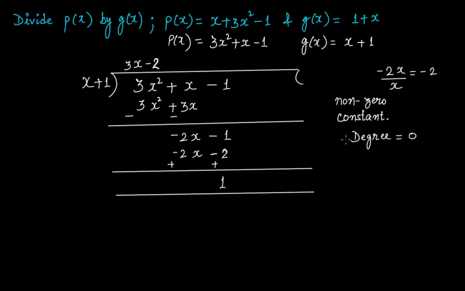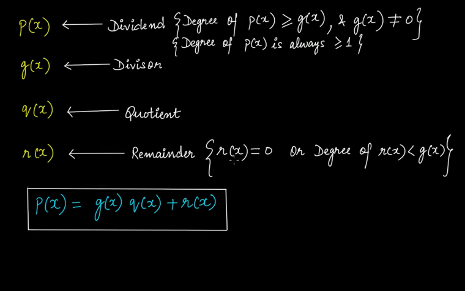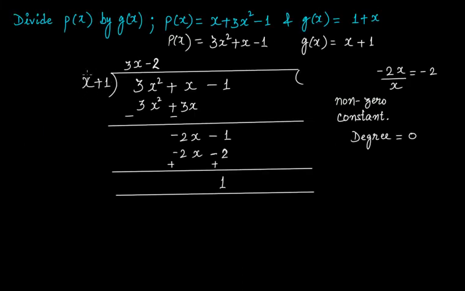That's why we said here that the degree of Rx will be less than Gx. In this case, the degree of Gx, that is the divisor, is 1. And in this case, the degree of the remainder is 0. That's why the degree of Rx is less than Gx. Now this is your remainder.